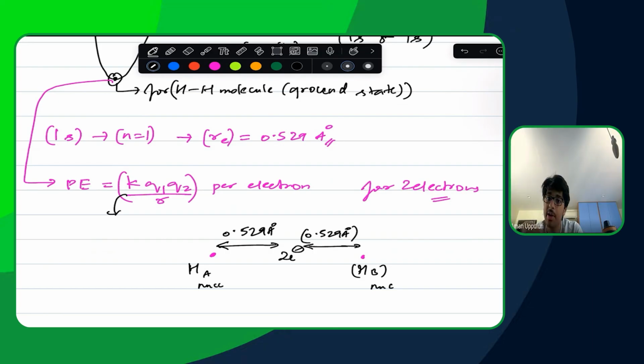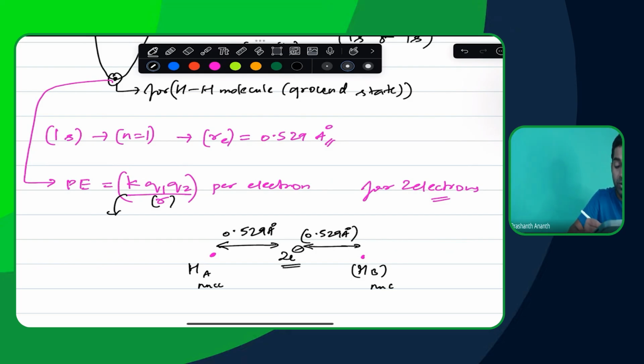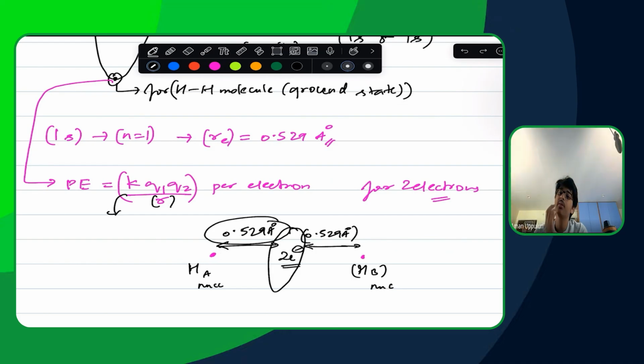Sorry? It'll be 2A naught, right? No, R will be the same, because the distance is the same. The electrons are going to be at a distance of 0.529 only. R, if you take it as 2A naught, is going to be the distance between the two nuclei. Yeah, that's what we need to do.